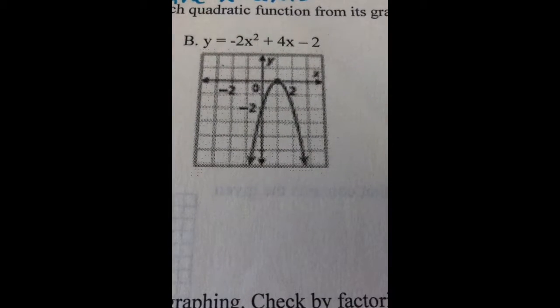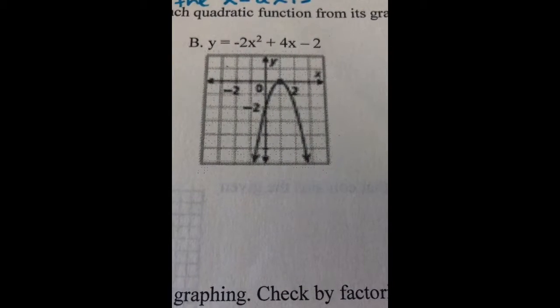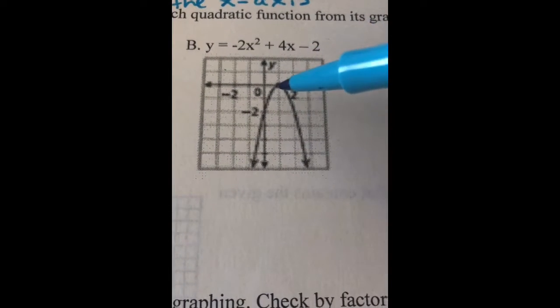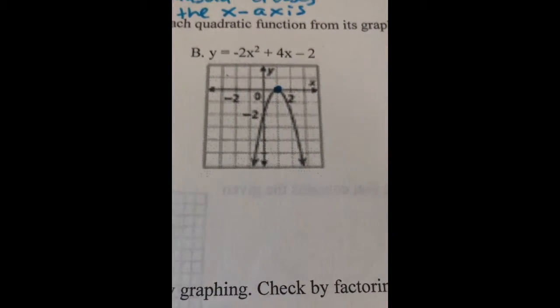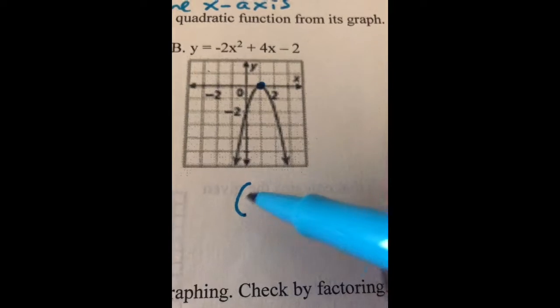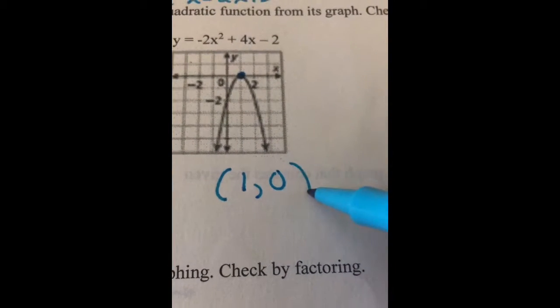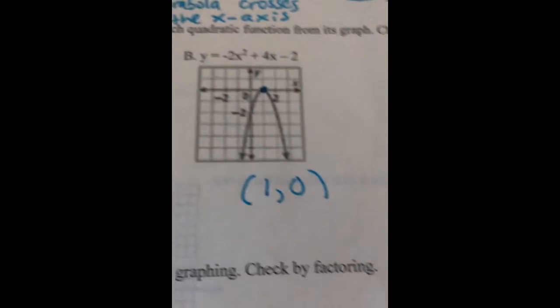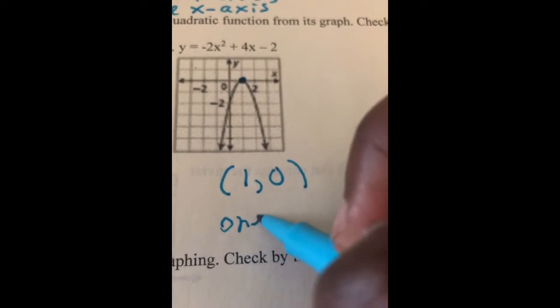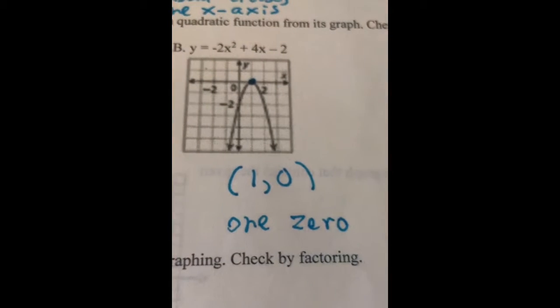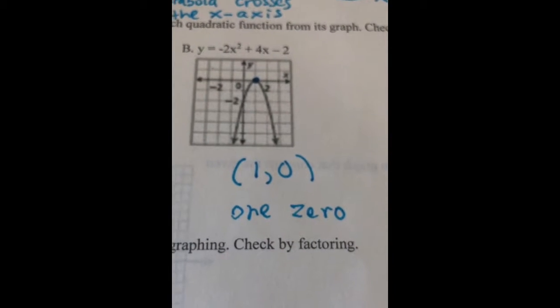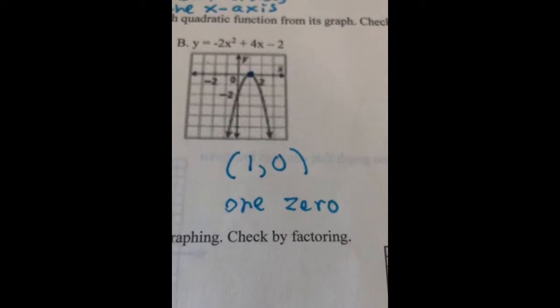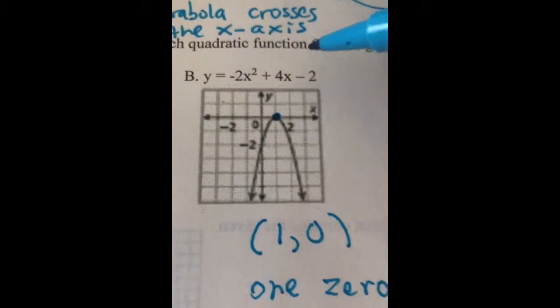Here's our next graph, negative 2x squared plus 4x minus 2. We see that it is crossing right there at 1, 0. So we have 1, 0. Everybody got that? So it crosses the x-axis once. And you know what? I'm going to take you there. So we'll just take it a step further and we'll learn tomorrow.